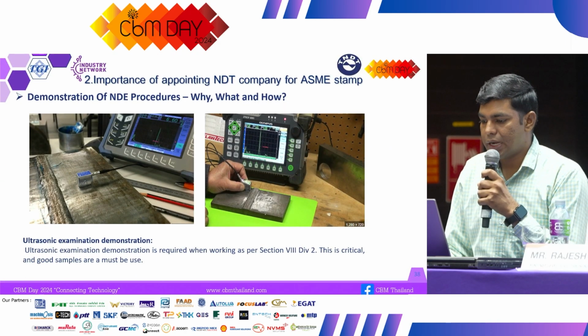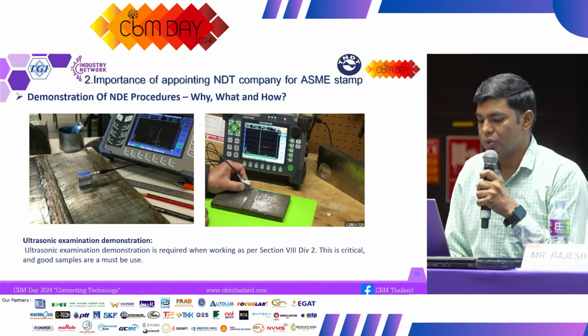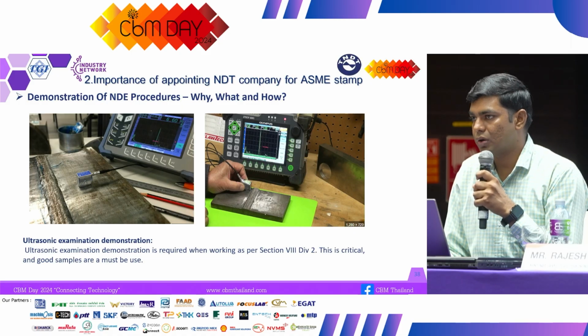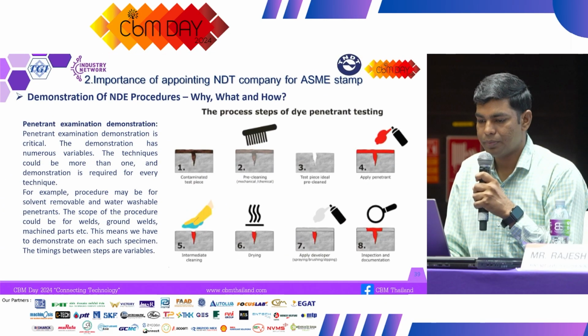For demonstration of the NDT procedure for UT, as per Section VIII Division 2, if we demonstrate UT on a specimen that has flaws, a good sample, we can do this and make sure about the demonstration, and we can find indications as on the job.